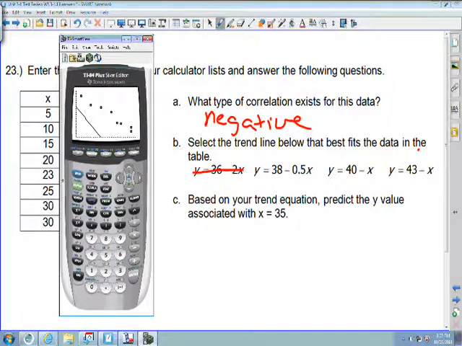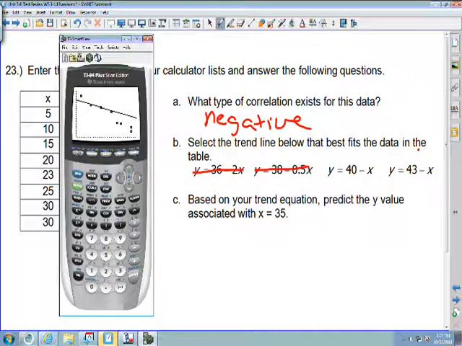Let's go back and look at 38 minus 0.5x. Press graph. It goes through up here, but it doesn't make a good line going through the middle of all the points. It doesn't touch as many as possible, so it can't be this.